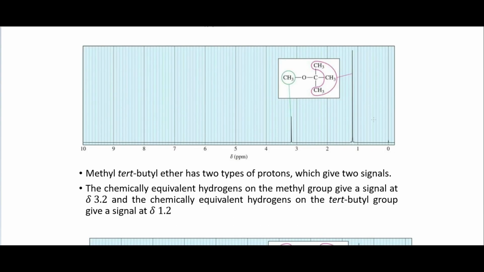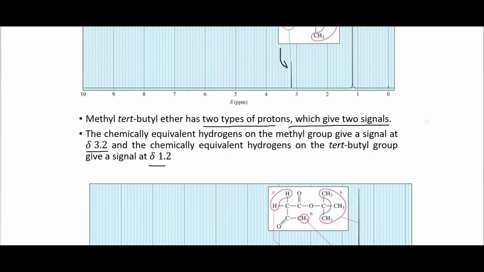And so we can look at that with this one right here. So again, all 9 of these hydrogens are in the same chemical environment, so they all contribute to that peak, where these 3 here are in a single chemical environment, so they all contribute to that peak right there. So this is a methyl tert-butyl ether, and it has 2 types of protons, so that will give us 2 signals. So the chemically equivalent hydrogens on the methyl group give a signal at delta 3.2, and the chemically equivalent hydrogens on the tert-butyl group give a signal at delta 1.2.